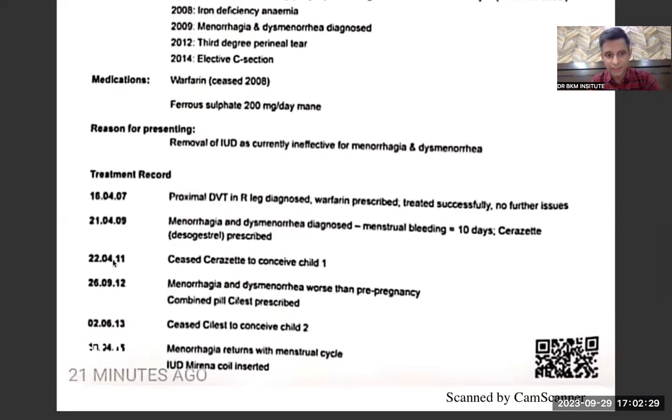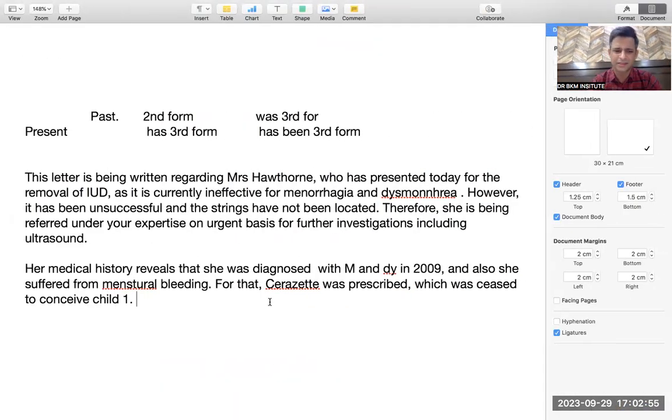To conceive child one. In 2012, menorrhagia and dysmenorrhea got worse. See, whenever you find the word worse, you just write 'got worse than pre-pregnancy'. So this medication was stopped, she conceived child one, so now she had one baby in 2011. In 2012, menorrhagia and dysmenorrhea returned, which was worse than pre-pregnancy, so it was even worse than before. Combined pill Cilest was prescribed. Same lines.